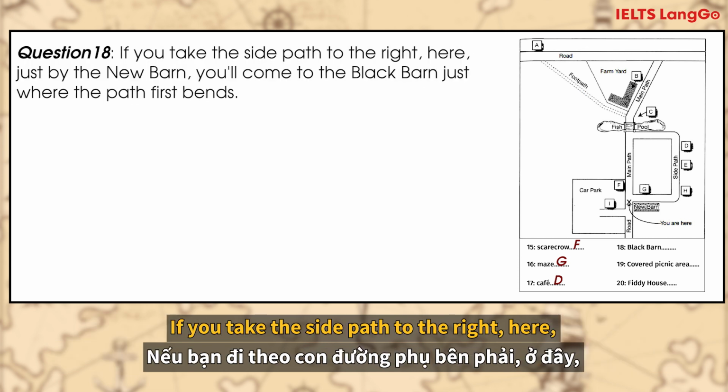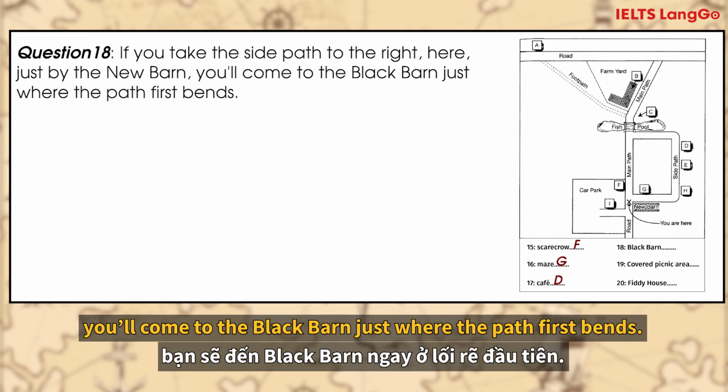If you take the side path to the right here, just by the new barn, you'll come to the black barn, just where the path first bends.